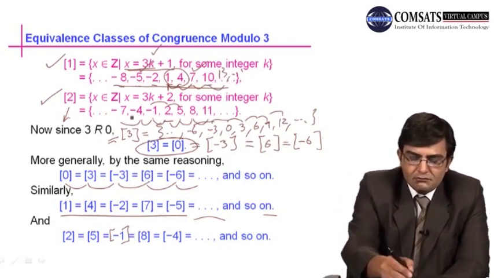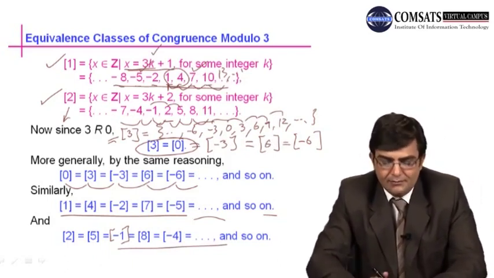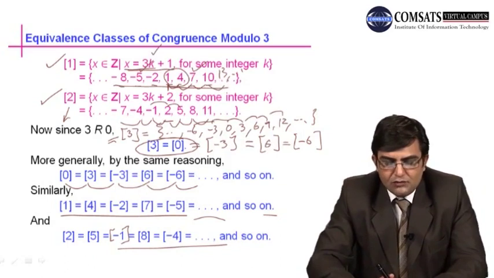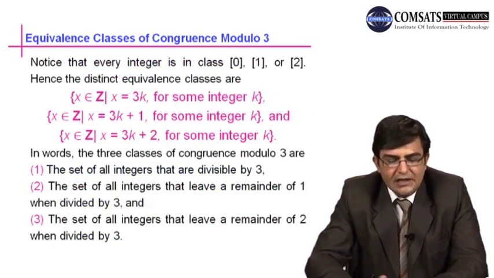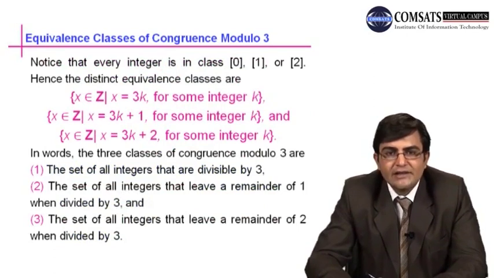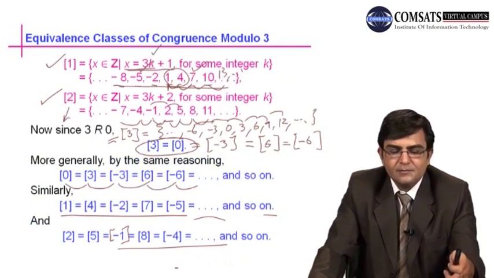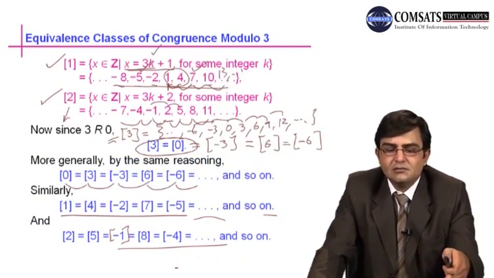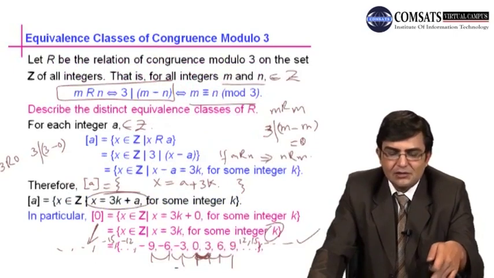And 8, 11, minus 4, minus 7, the equivalence class of all these integers must be the same. So what we concluded here is that we get only 3 equivalence classes which are distinct, different from each other. Either these 3 classes are distinct, meaning their intersection is empty, and all other equivalence classes are the same as the equivalence class of 0, 1, or 2.